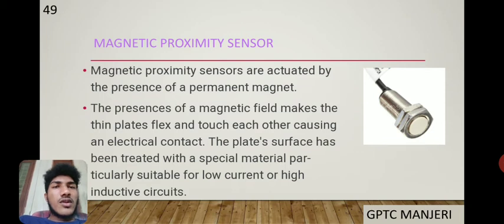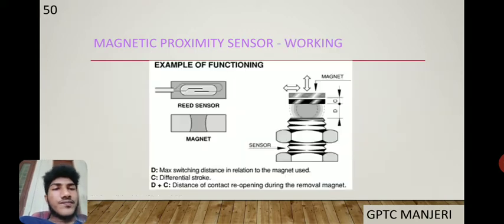Next we are going to discuss the magnetic proximity sensor. Magnetic proximity sensors are actuated by the presence of a permanent magnet. The presence of a magnetic field makes the thin plates flex and touch each other, causing electrical contact. The plate surface has been treated with a special material particularly suitable for low current or highly inductive circuits.